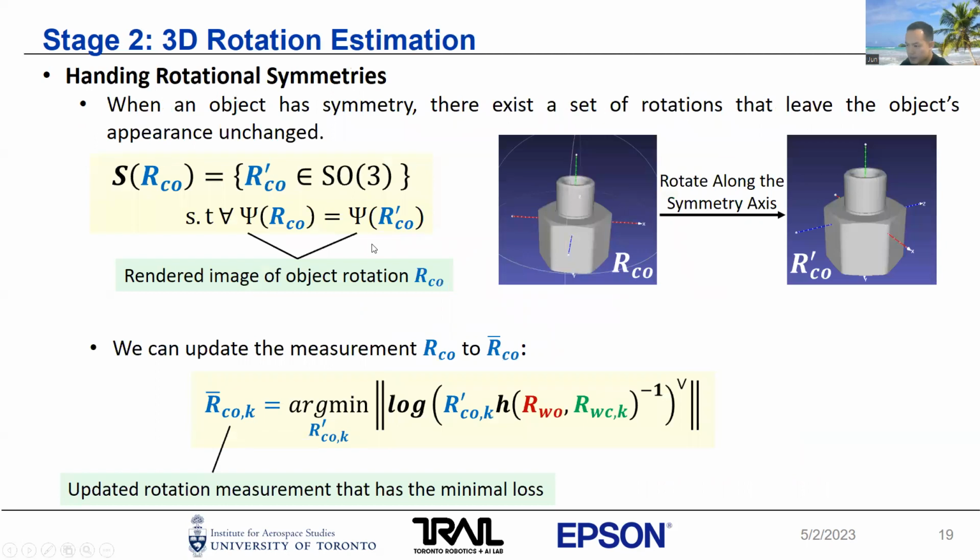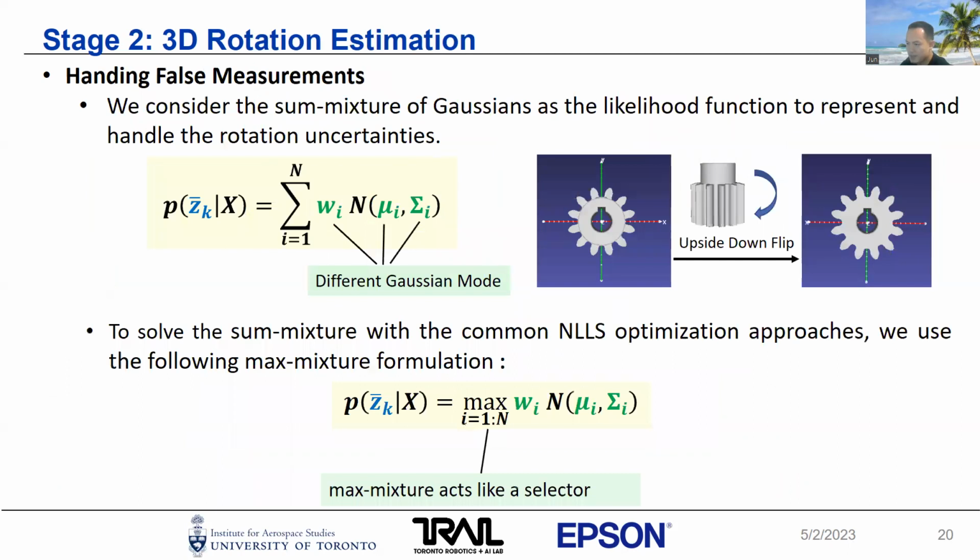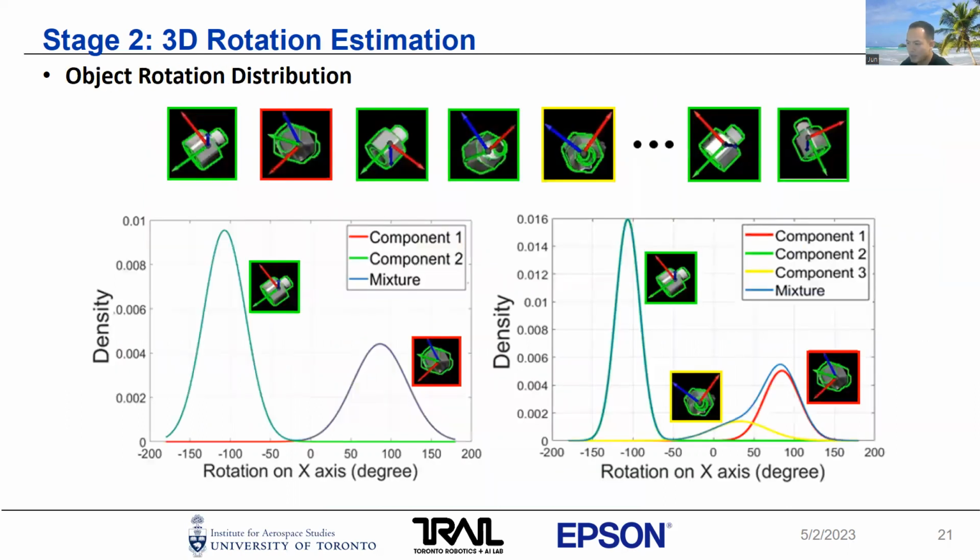To handle the rotation symmetries, we update the per-frame measurement with the object symmetry labels. The updated measurement should correspond to the minimum loss with respect to the global object rotation. And because of the measurement ambiguities, we further leverage a Gaussian mixture model as a likelihood function and use a max-mixture formulation to optimize the object rotation. Here are the results for the object rotation distribution. We can see that when receiving more and more measurements, the weight for the correct component becomes higher and higher compared to the false hypothesis.